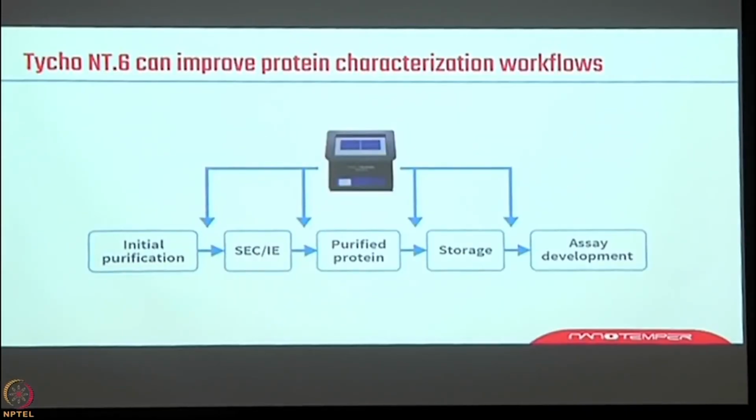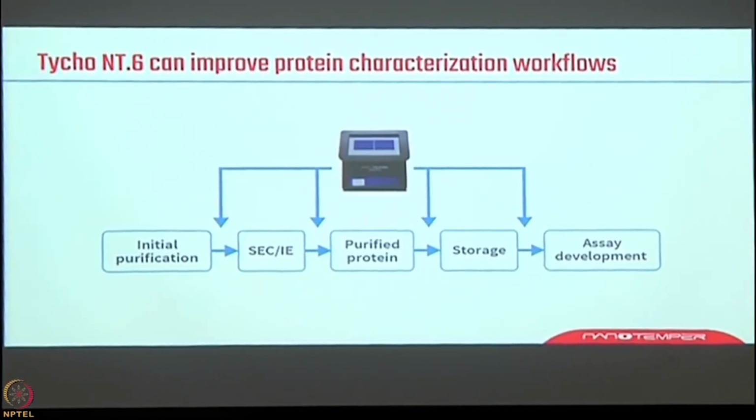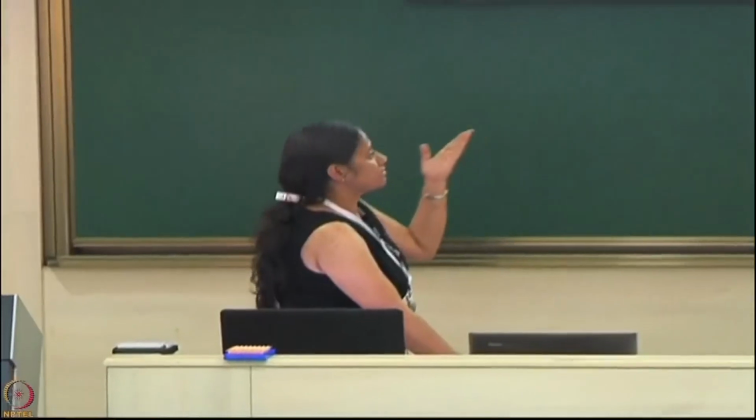Now the characterization workflow, where the Tycho can be used. When you go for the initial purification and get the protein, you can check the purity at this level. After chromatography, ion exchange chromatography or column purification, you can again check the purity of your protein. Once the protein is purified, you have to store it at different conditions. At which buffer and which pH you want to store it, you can always check that and then store it in those conditions. Once you have stored the proteins, suppose you have kept them for 10 or 20 days, you want to check the purity again, because for an assay you need a pure protein.